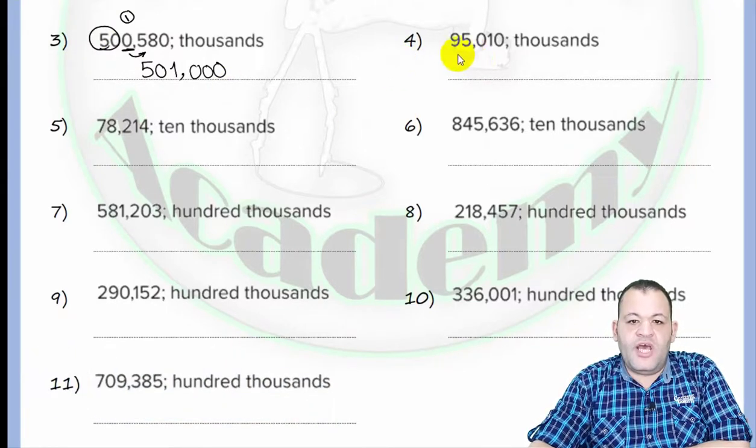So number 4, we have 95,010. We need to round to the nearest 1,000. The digit which lies at the 1,000 place is 5. Look at the right. There are 3 digits at the right, so we replace them with 3 zeros.